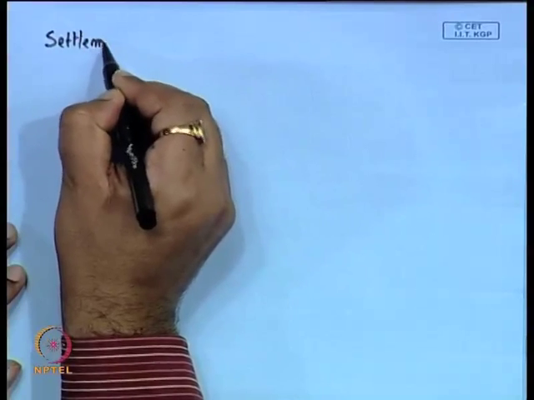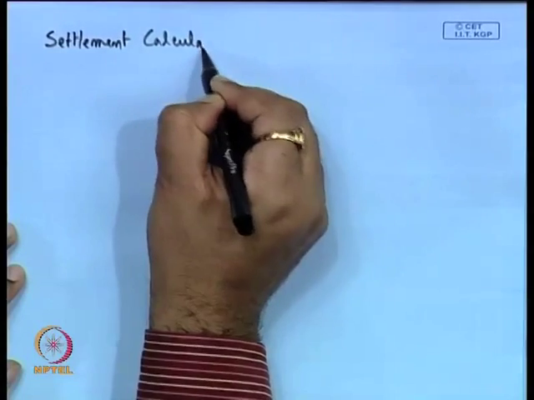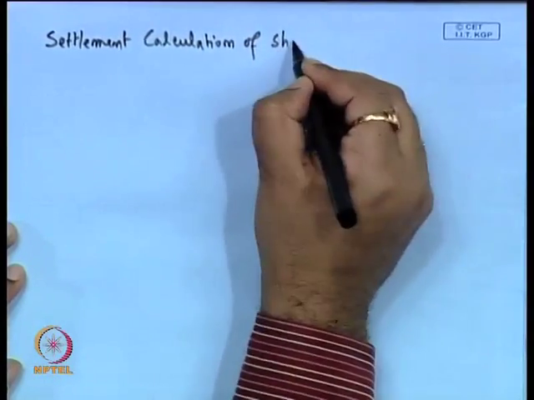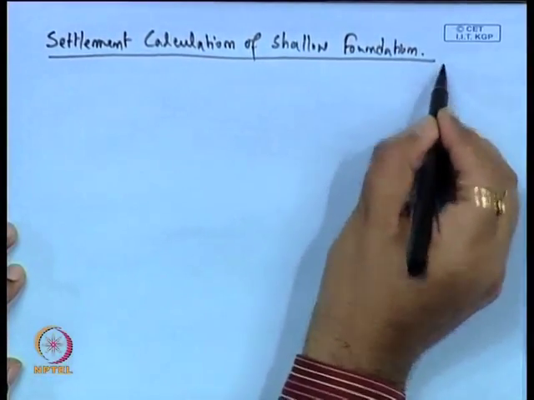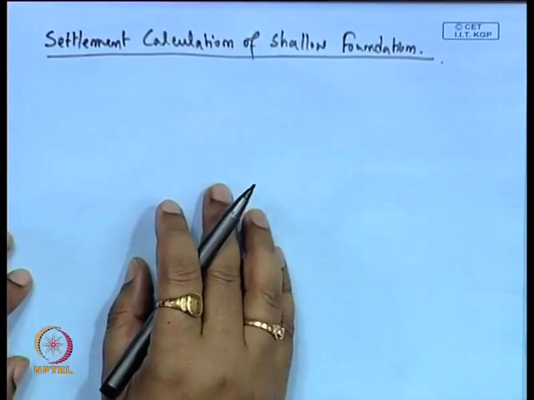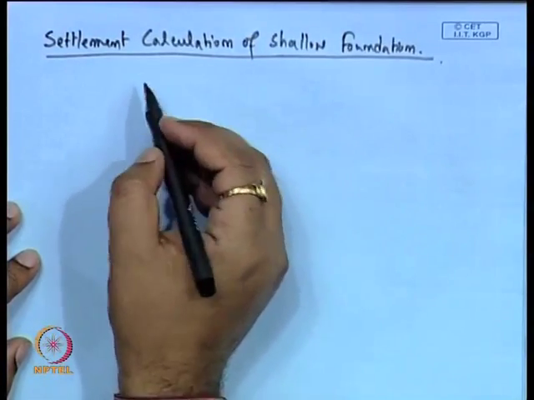So, next we will start a new section, that is the settlement calculation. Till now we have discussed the different methods by which we can calculate the bearing capacity of the foundation. Next, how to calculate the settlement of the foundation, because as I have mentioned, settlement and bearing capacity are the two most important factors or criteria for design of any foundation. So how to calculate the settlement of the shallow foundation, that part we will discuss first.